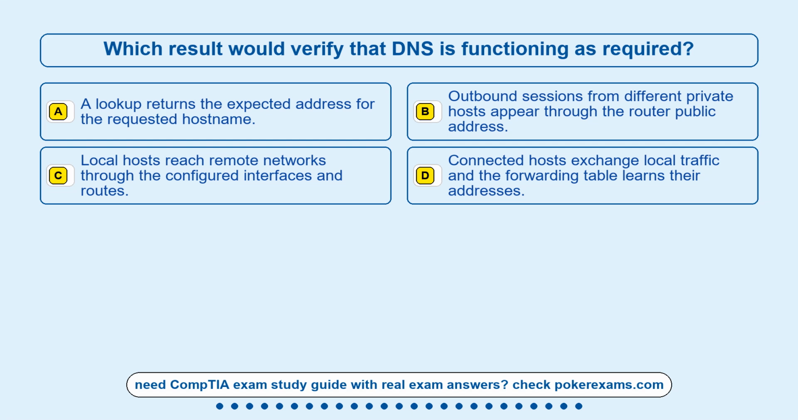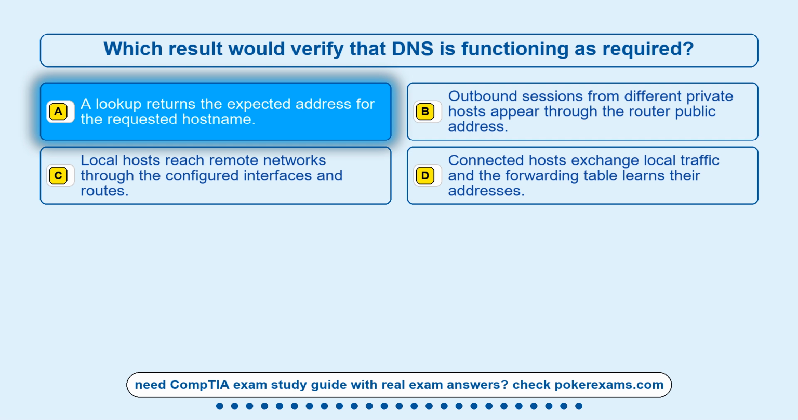Question 9. Which result would verify that DNS is functioning as required? Option A. A lookup returns the expected address for the requested hostname. Option B. Outbound sessions from different private hosts appear through the router public address. Option C. Local hosts reach remote networks through the configured interfaces and routes. Option D. Connected hosts exchange local traffic and the forwarding table learns their addresses.